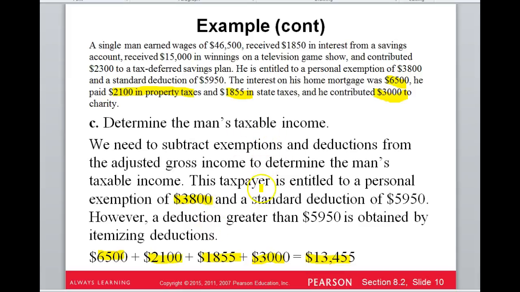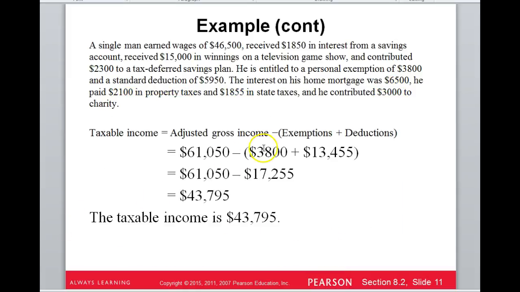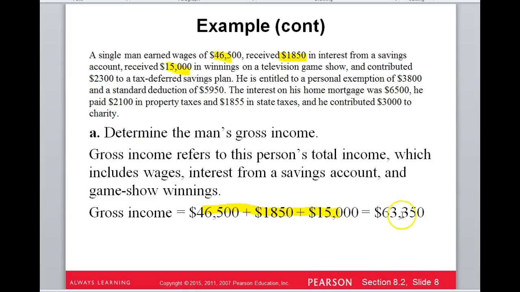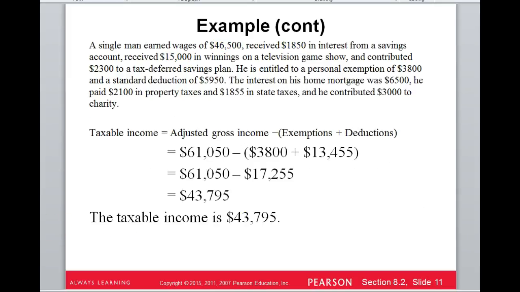We're going to start off with his adjusted gross income, take off the personal exemption, and then his itemized deductions were greater than the standard deduction. So we're going to take those both away, and there's his taxable income. Okay, so if you go back and look, he originally started off with $63,350 as his overall income, but the only part of that that's taxable is the $43,795.